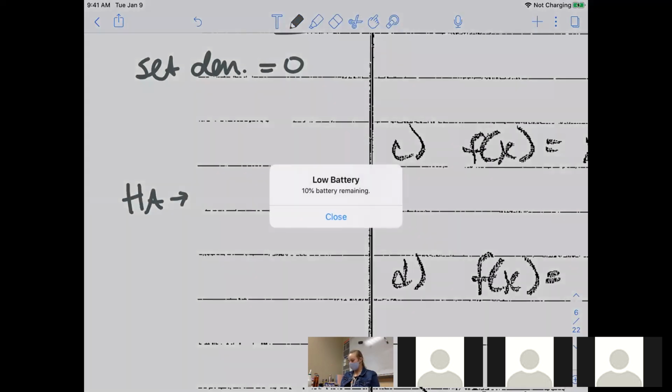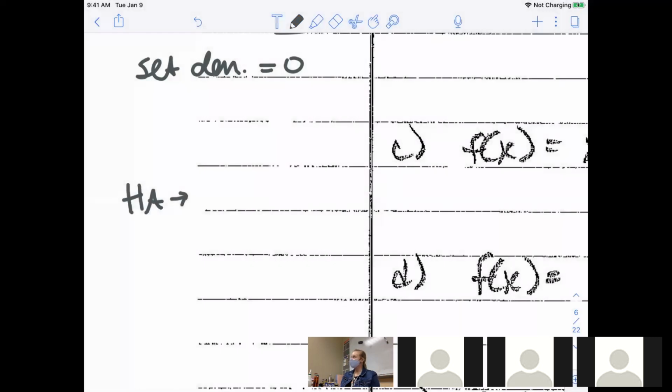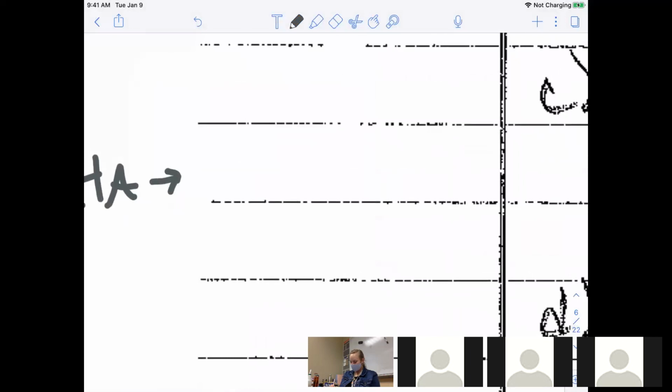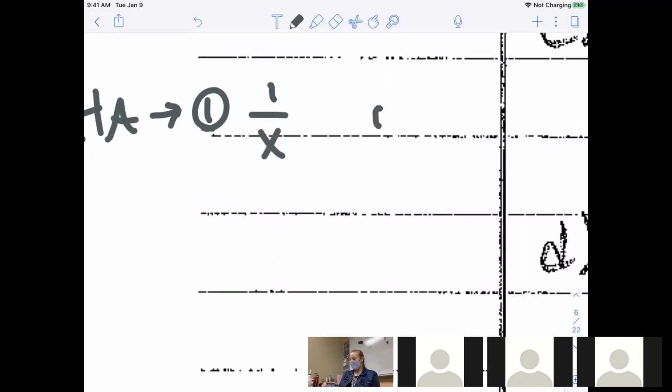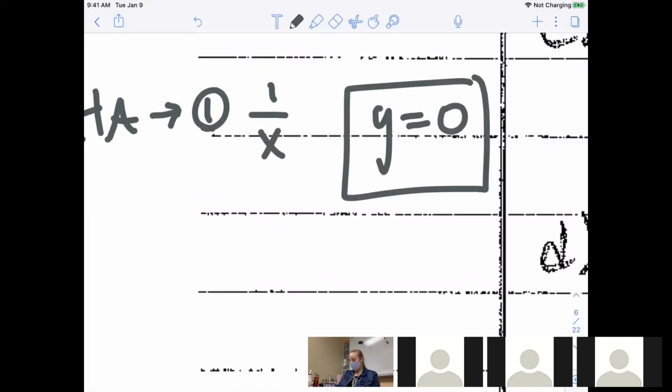Okay, horizontal asymptotes. There are 3 different choices. There are 3 options. The first one is that the exponent on bottom is bigger than the one on top. If that is the case, you will always have a horizontal asymptote of y equals 0. So if there's no x's on top and an x on bottom, that means that the bottom is bigger than the one on top. If you had like an x squared on top and an x to the 5th on the bottom, that's bigger on bottom. So that means it's this example. Smaller on top means y equals 0.